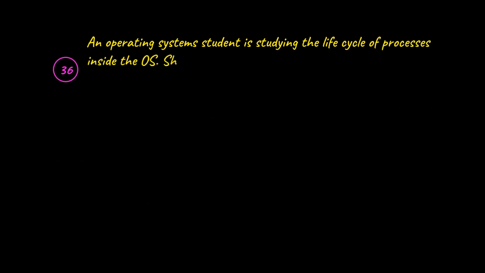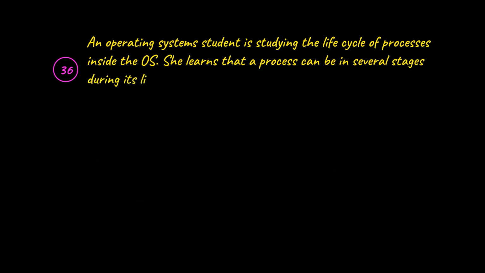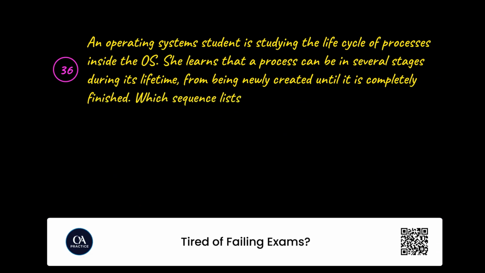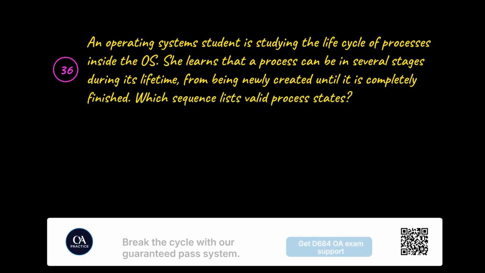Question 36. An operating system student is studying the life cycle of processes inside the OS. She learns that a process can be in several stages during its lifetime, from being newly created until it is completely finished. Which sequence lists valid process states?